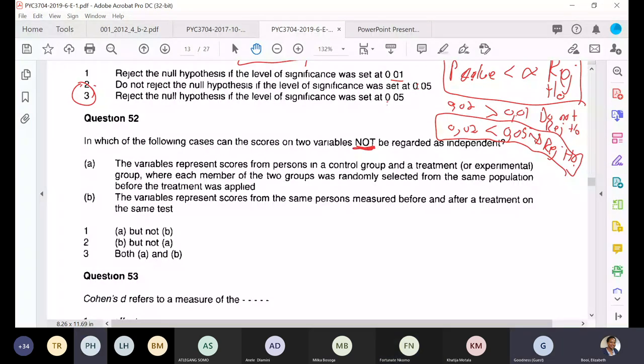Which of the following two scores of two variables would not be regarded as independent? So now let's understand this. A and B. Is B dependent or independent? B is dependent because they are measuring the effects before and after.